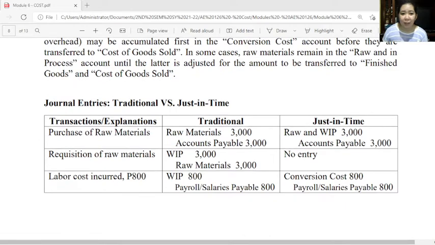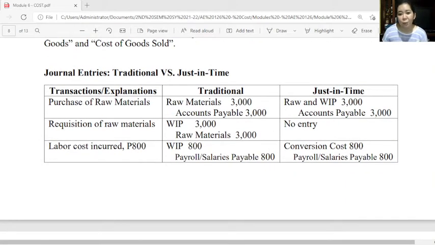So we have here the journal entries for traditional and just-in-time. We will just be focusing on just-in-time because traditional accounting was already introduced, so you are familiar with this already. Just take note of the difference between these entries. For the purchase of raw materials under just-in-time, instead of raw materials, we use raw and work in process. Then for the requisition of materials, there is no entry under just-in-time accounting because this entry is already recorded right here, because we have the work in process account.